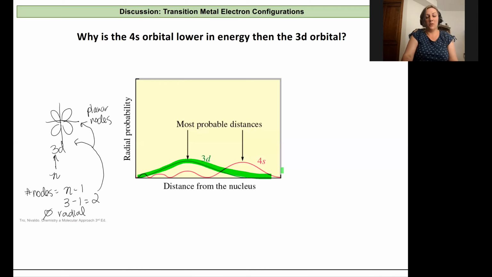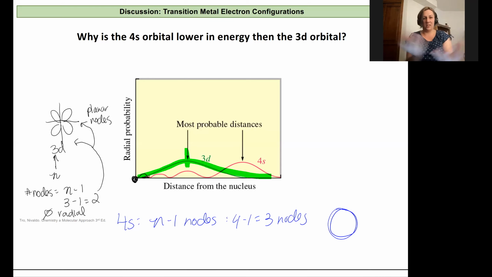And that it's most probable to be here, a little further away from the nucleus. If you look down, the distance from the nucleus right here is 0. There's pretty low probability of finding that d electron there in the beginning. Now, if we compare that to the 4s orbital, where again we have n minus 1 nodes, and so we're going to have 3 nodes. And s orbitals have a shape of just a sphere. They have 0 planar nodes in them.